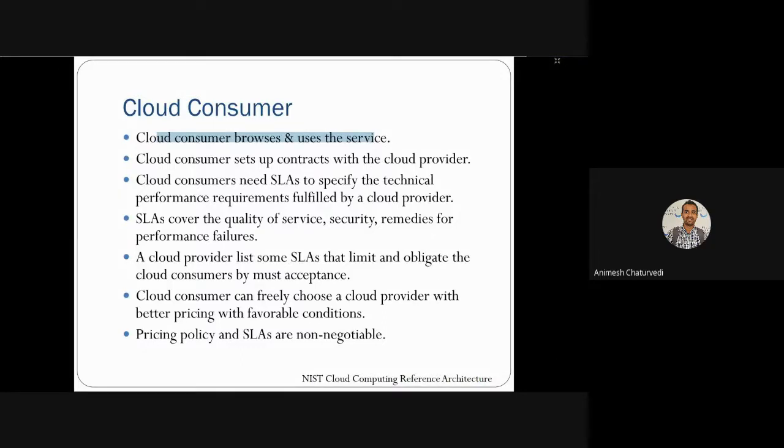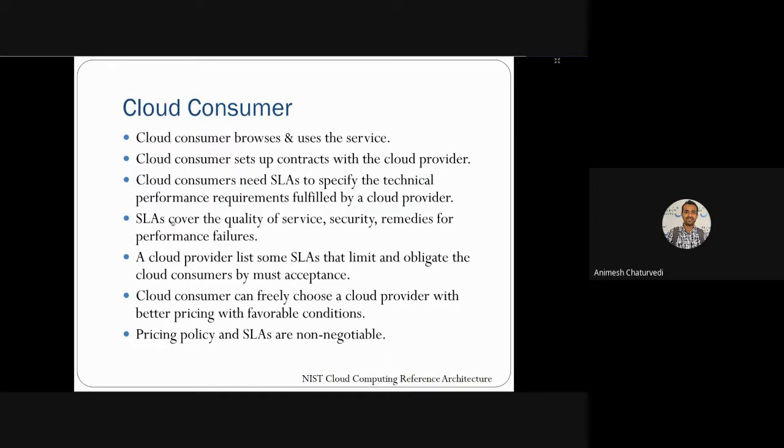How are cloud consumers set up with a contract with the cloud provider? A contract with the cloud provider will actually make the cloud consumer start working. Then the cloud consumer needs an SLA to specify technical performance. So the service level agreements are constructed between the cloud consumer and cloud provider, and performance requirements are fulfilled by the cloud provider. So these are the top three activities done by the cloud consumer.